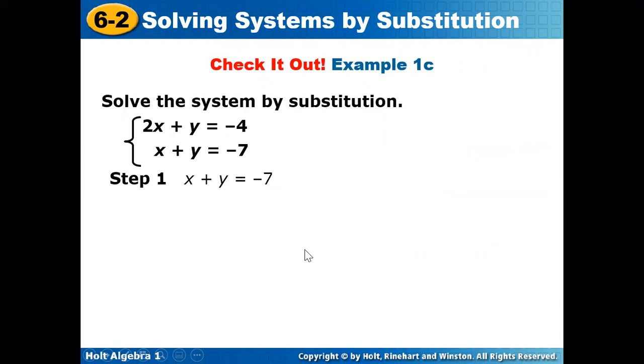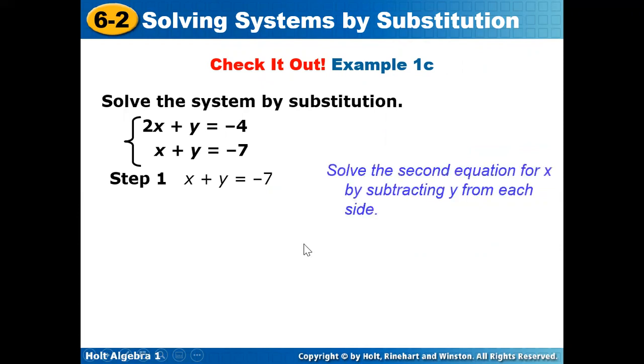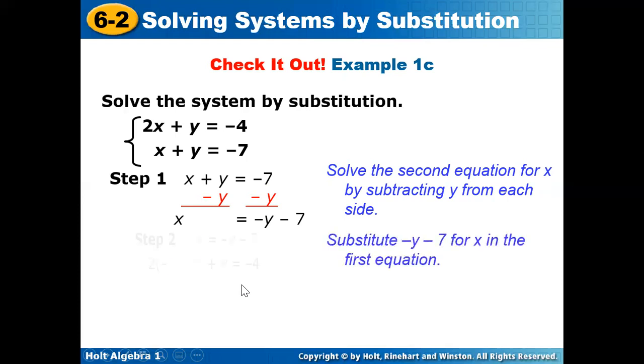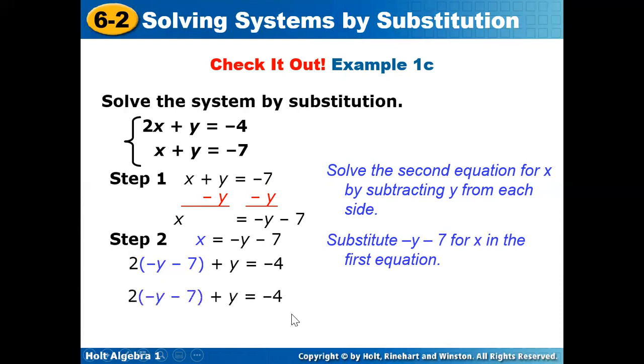So we have to solve one of these for x. Subtract y from both sides. So you get x is equal to negative y minus 7. Now we're going to plug that into our first equation. Plug it in. And you see here now, right, we're going to have to distribute our 2. We had a coefficient here. So now we have to distribute our 2 because where we had our x, we put negative y minus 7.